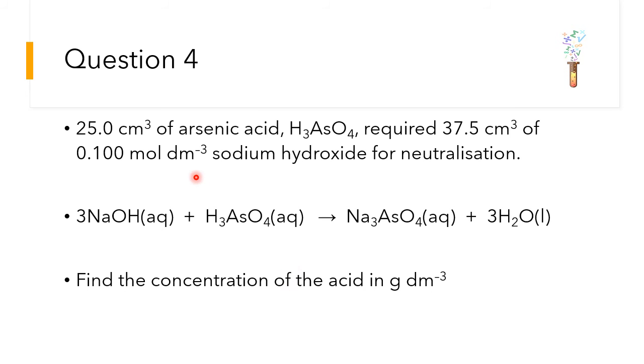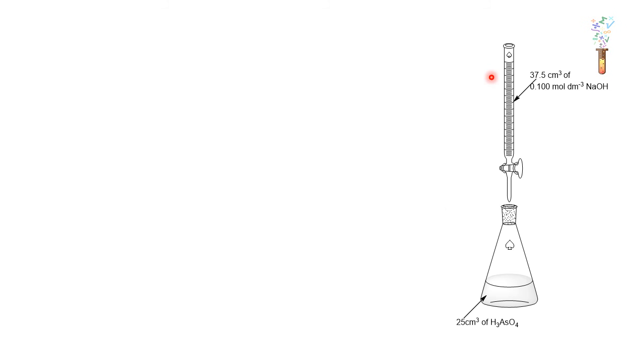Okay, so question 4, we've got some arsenic acid, and we're just doing a straight titration. We put 25 centimetres cubed of arsenic acid into a conical flask, and we required 37.5 of sodium hydroxide to neutralise it. We've just got to find it in grams per decimetre cubed. So it's a simpler drawing because there's no volumetric flask.